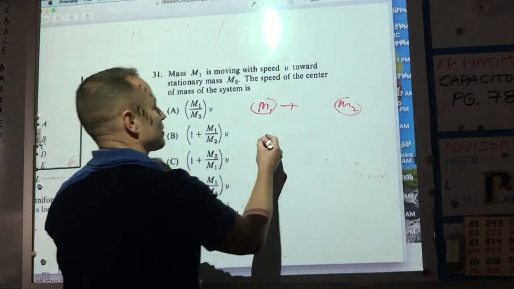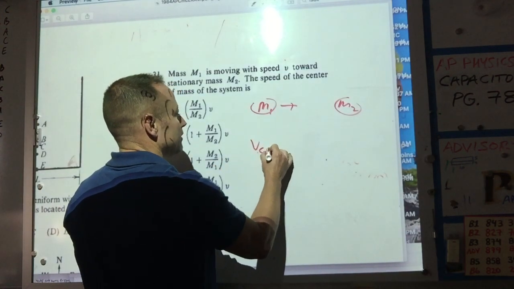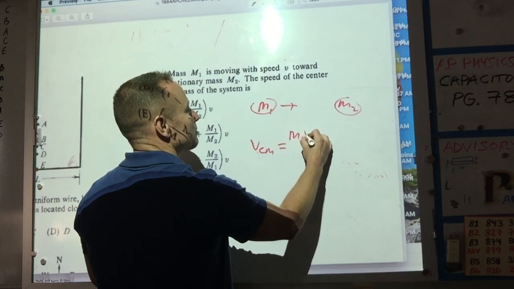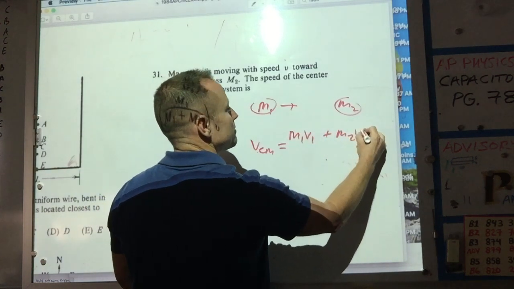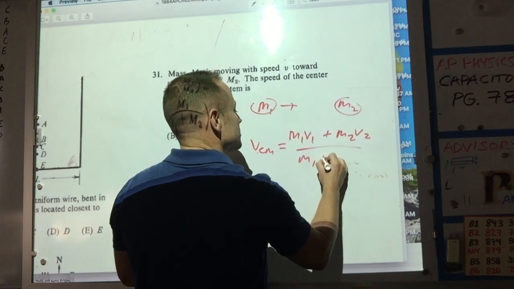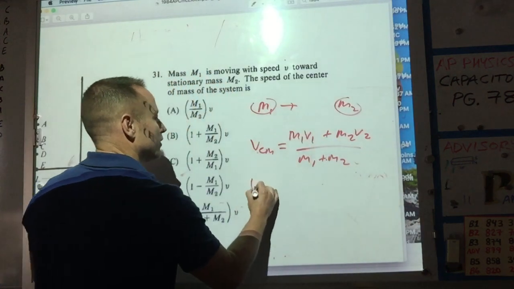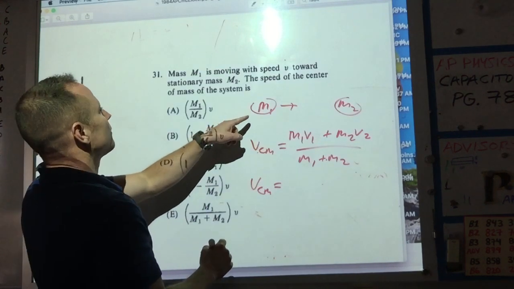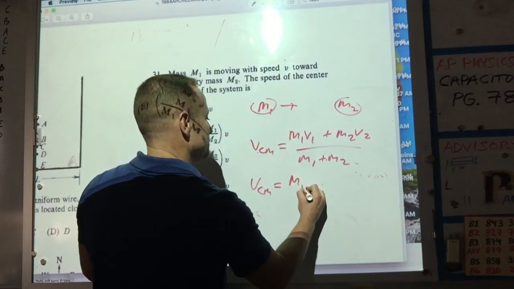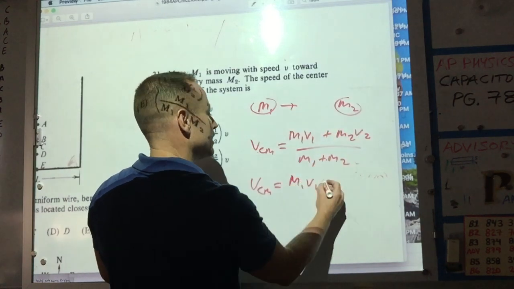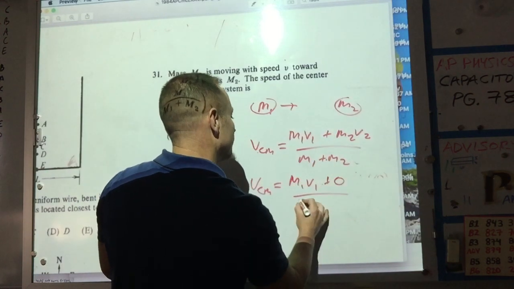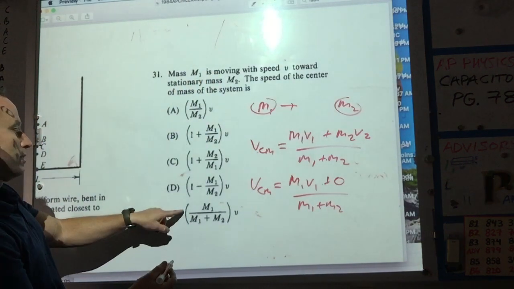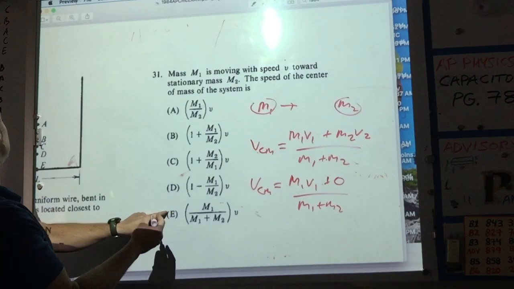All right, so an easy way to get there is that the velocity of the center of mass is basically mass 1 times speed 1 plus mass 2 times speed 2 over the total mass. So it's kind of like a weighted average of the velocities. Mass 1 is moving at speed v1. This guy's not moving, so that term is 0, all over the total mass, m1 plus m2. So it should be m1 over m1 plus m2 times v. So it looks like 31 should be E.